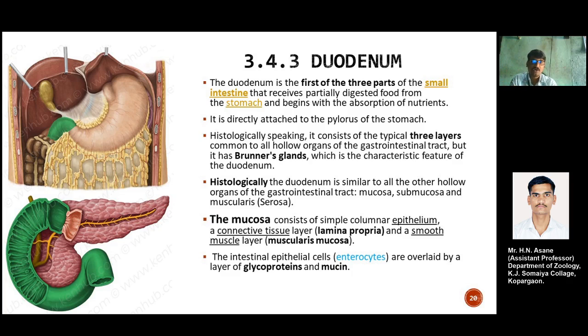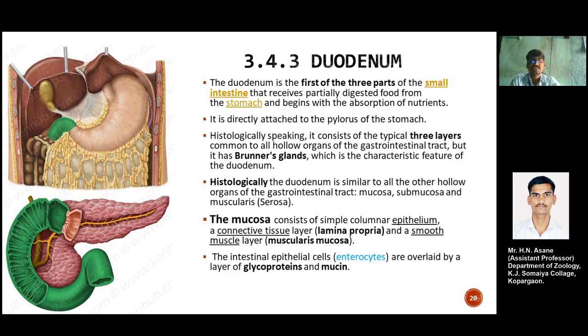Okay, so just take the information about the mucosa. It consists of the simple columnar epithelium and the connective tissue layer into the lamina propria region. Then as you pass from the lamina propria to the muscularis mucosae, there will be the layer of smooth muscle layers. These two, lamina propria and muscularis mucosae, combine together and perform the proper functions of the small intestine.